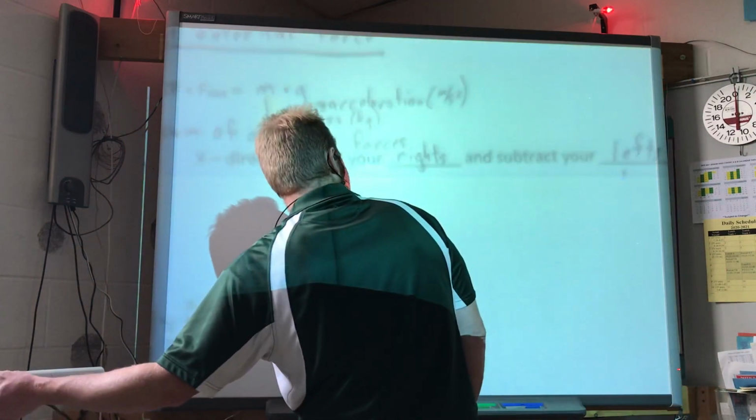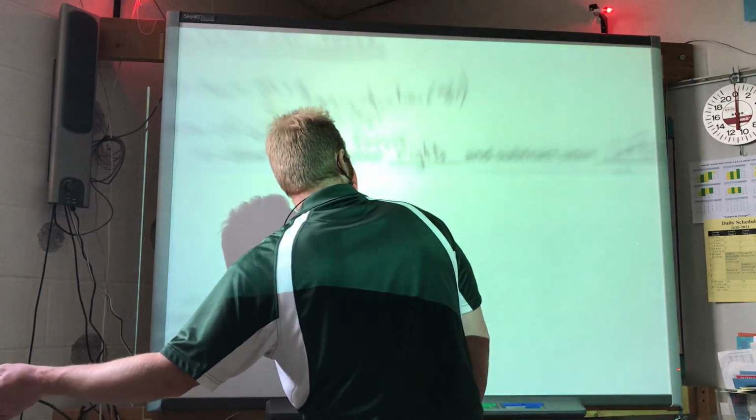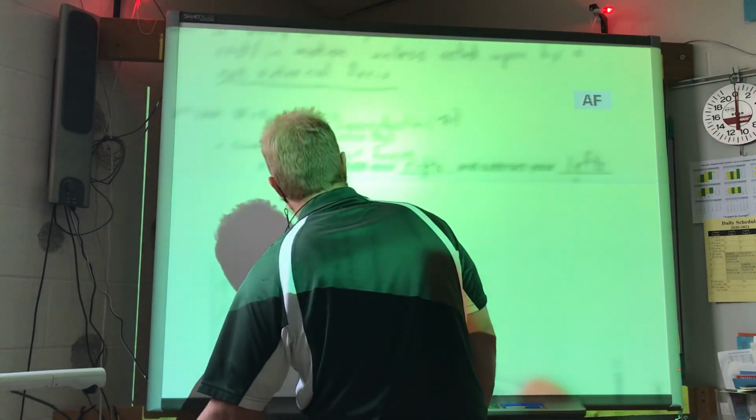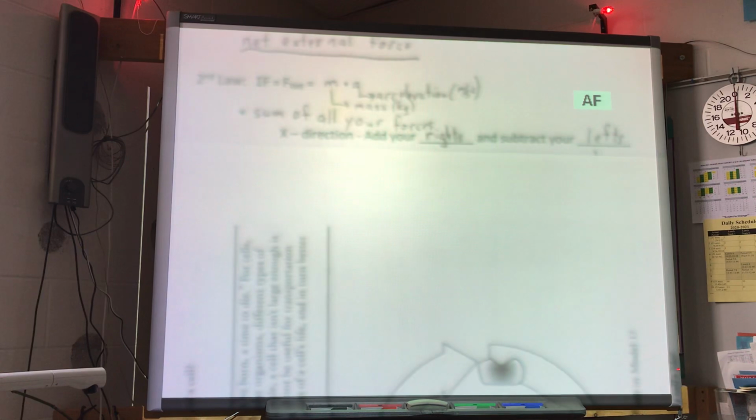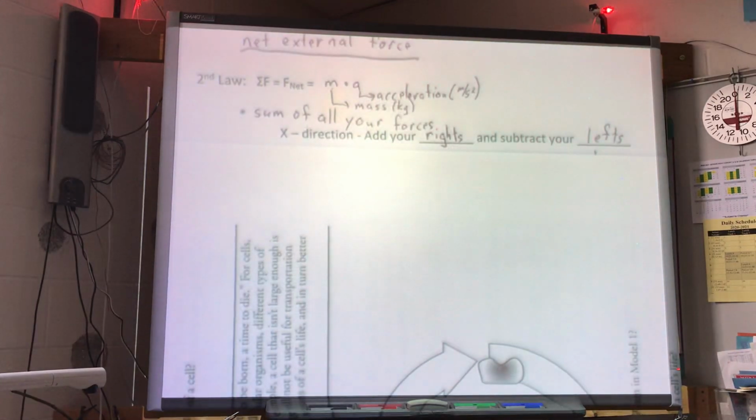And that's where I'm saying we don't do positives and negatives. We draw arrows to represent those. And in the x direction, you add your rights and you subtract your lefts, is what that will say eventually. You add your rights and you subtract your lefts. All right, so we add our rights and we subtract our lefts.